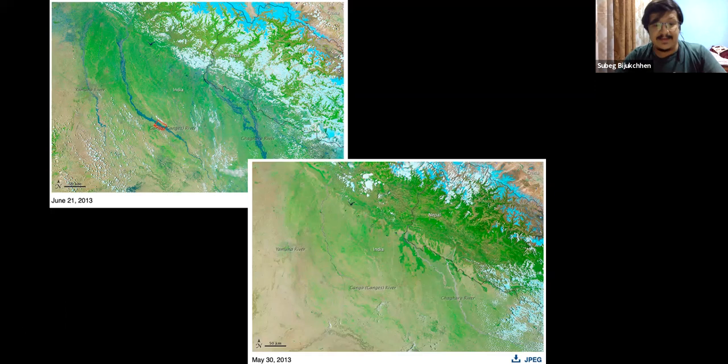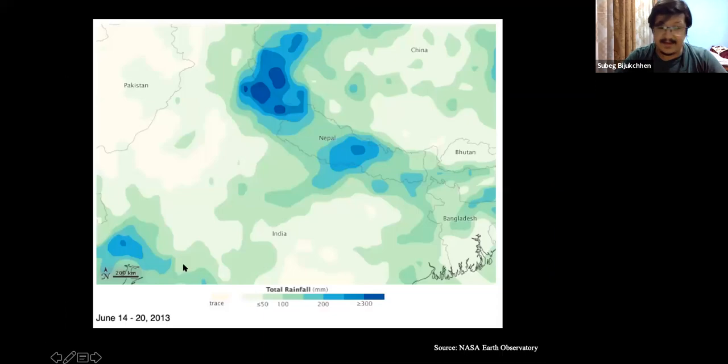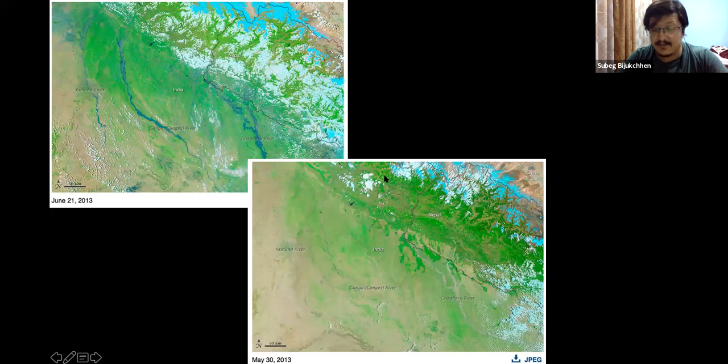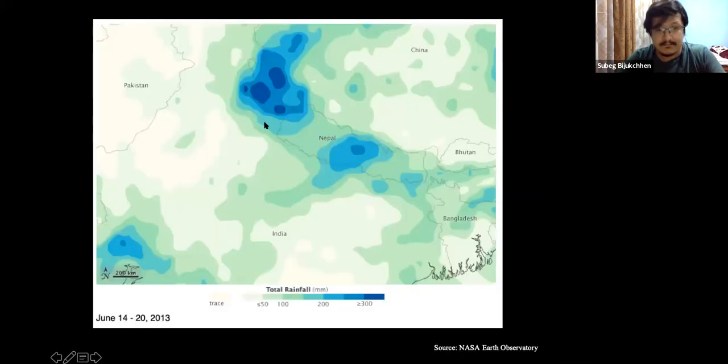Okay, and then I think this is the precipitation map of that area. So total rainfall. There was a lot of rainfall in this area. That's why this happened. Okay, this area has a lot of rainfall. That's why the river swelled. The darker, the more rainfall. Okay, so maybe in the Uttarakhand area, there was a lot of rainfall.